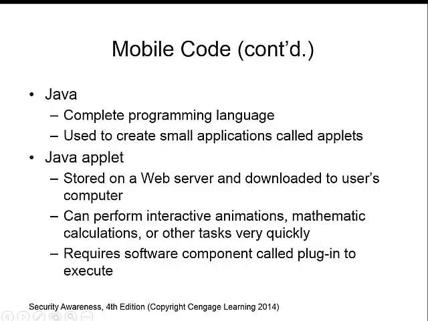Java is a complete programming language, and it's used to create small applications called applets. And a Java applet is stored on a web server and downloaded to the user's computer. It can perform interactive animations, mathematical calculations, or other tasks very quickly. It does require a software component called a plugin to actually execute.